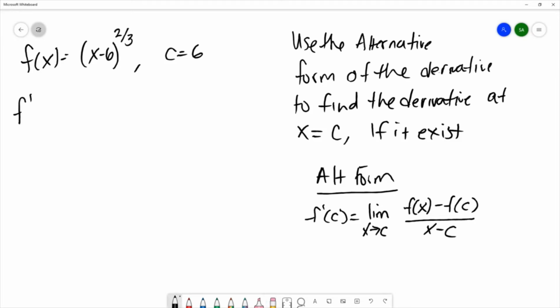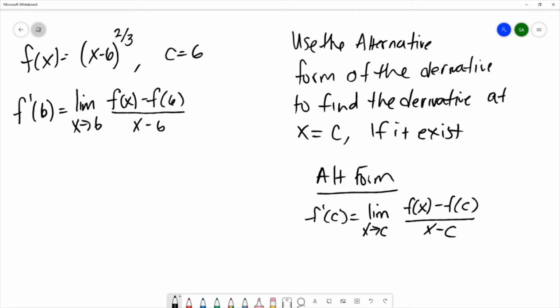So to calculate the derivative at the value of 6, we're going to use this alternative form, which is the limit as x approaches 6 of f of x minus f of 6 over x minus 6. So far, all I've done is replace the value of c with 6. And now we're going to simplify this limit. So starting with f of x, I'm going to replace f of x with the given function. We have the limit as x approaches 6 of x minus 6 to the 2/3. Then we need to subtract f of 6. So let's calculate f of 6.